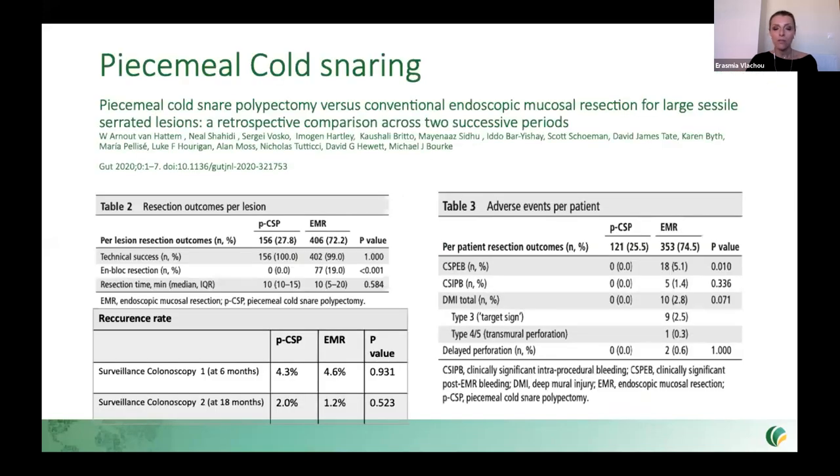In a retrospective study that was recently published comparing piecemeal cold snare with endoscopic mucosal resection for large sessile serrated lesions, both techniques exhibited high technical success, with no adverse events in the cold snare group. Whereas in the EMR group, there was 5.1% clinically significant post-polypectomy bleeding, 2.8% deep mural injury, and two cases of delayed perforation, whereas the recurrence rates were comparable for both techniques.